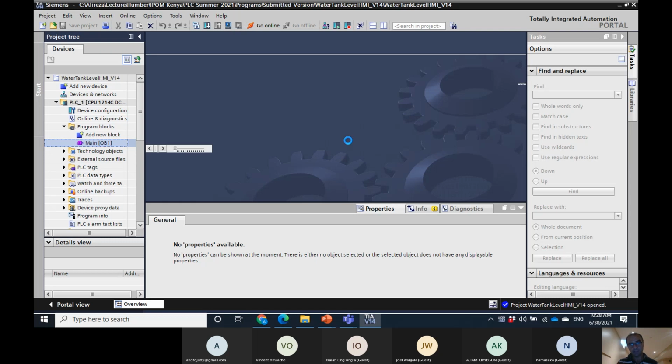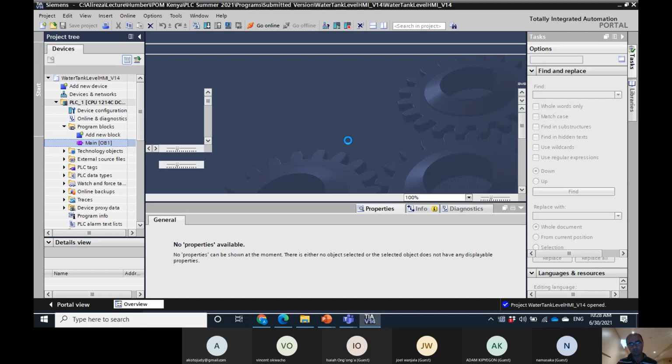My computer is not that fast. Well, let's say it is too slow.